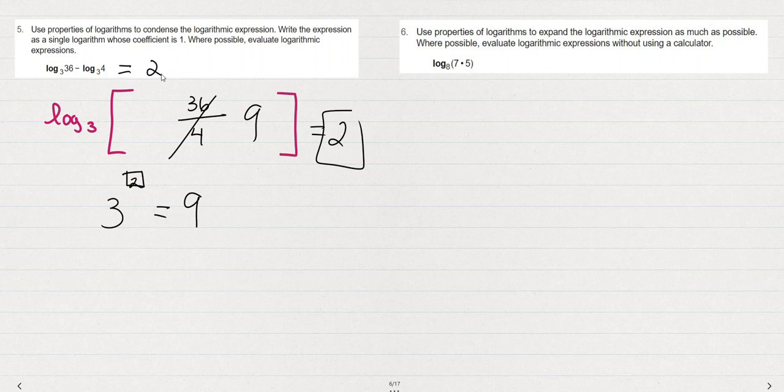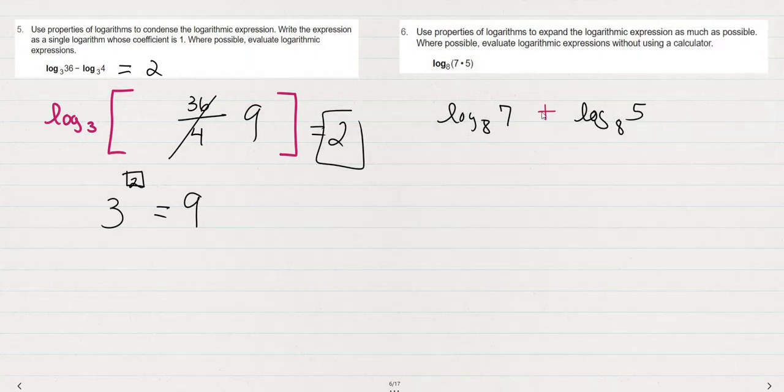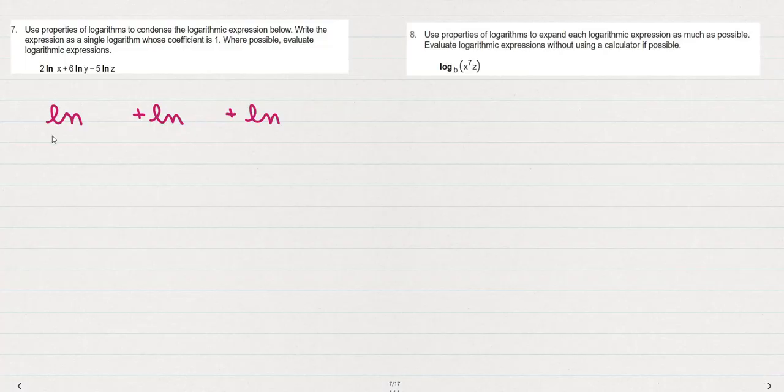And here we go, expanding. We're going back and forth, right? So for number 6, when I expand, I've got log base 8 of 7, and it's multiplied, so I'm going to add the log base 8 of 5. So we have log base 8 of 7 plus the log base 8 of 5. You're going to guess what the next one is? Yeah, you guessed it. We're going to now condense these, right?